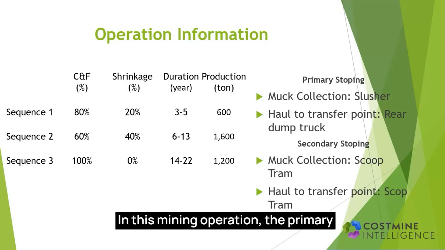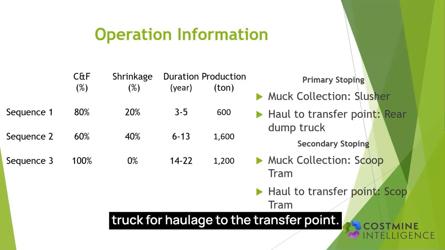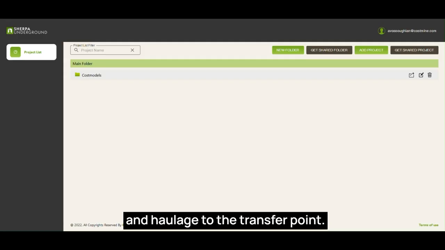In this mining operation, the primary stoping method is cut and fill, employing a slusher for muck collection and a rear dump truck for haulage to the transfer point. The secondary stoping method involves a scoop tram, the LHD, for muck collection and haulage to the transfer point.